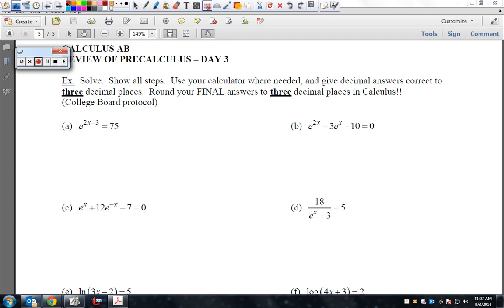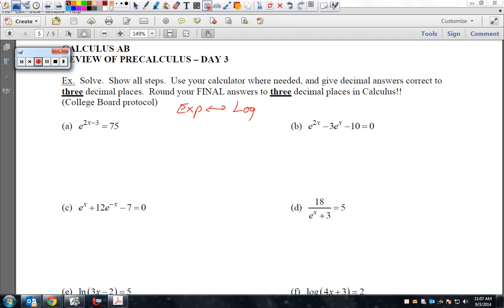All right, e to the 2x minus 3 is equal to 75. It is given to me in what form? Exponential. Exponential or logarithmic. Those are the two that we're working with as far as today. They are interchangeable because they're inverses of one another. So looking at this, exponential. I can, if I want, solve for this by rewriting it in logarithmic form.